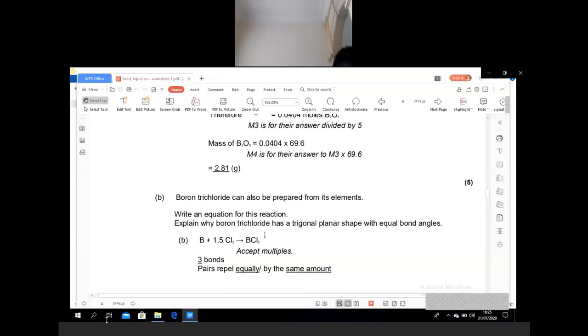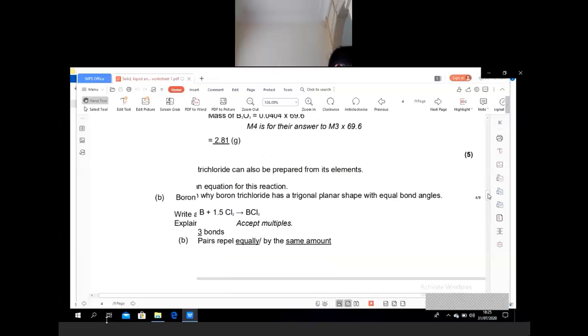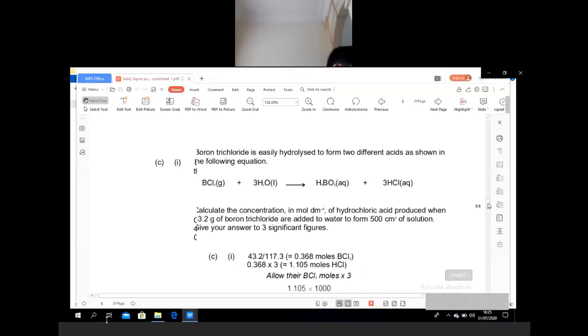Boron trichloride has 3 bond pairs and 0 lone pairs. We know that lone pairs repel the most, but here there is no lone pair at all. So these 3 bond pairs repel equally, which gives 120 degrees. Okay, so this is the question, and then part C.